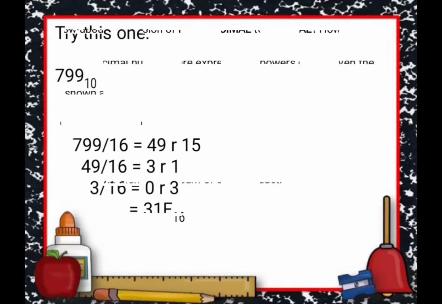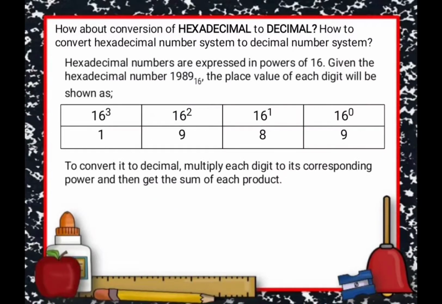Very good. So here, how about conversion of hexadecimal to decimal? How to convert hexadecimal number system to decimal number system? Okay. So here, hexadecimal numbers are expressed in powers of 16, unlike the octal number system, whose power is 8. So this time, for hexadecimal, we have to express the power of 16.